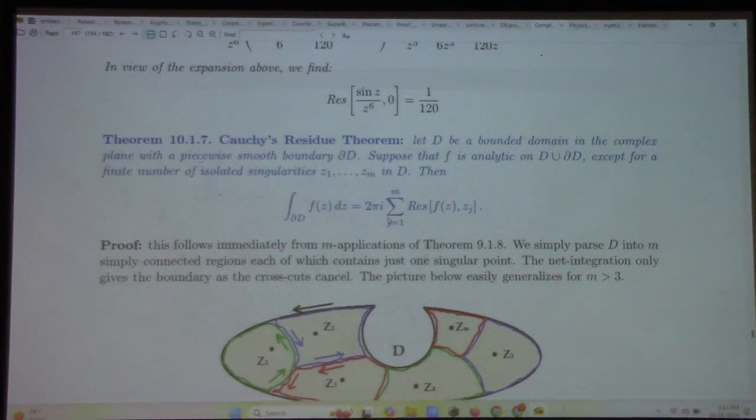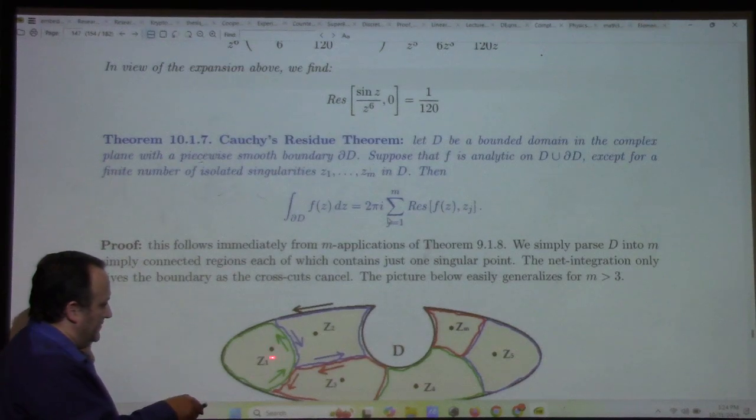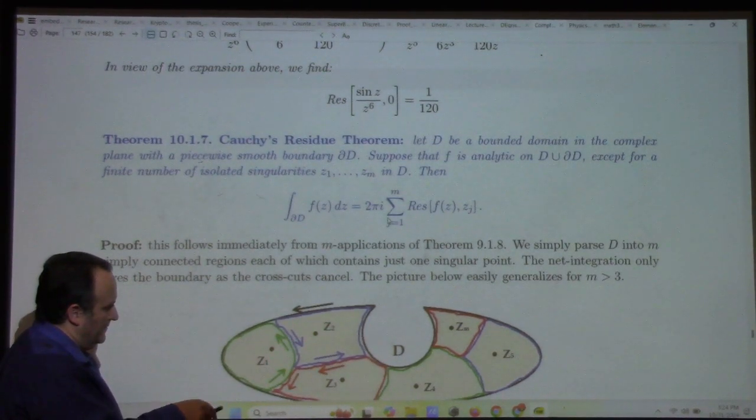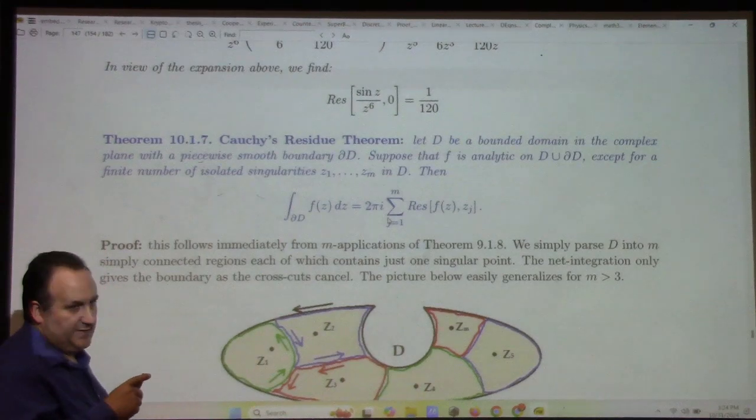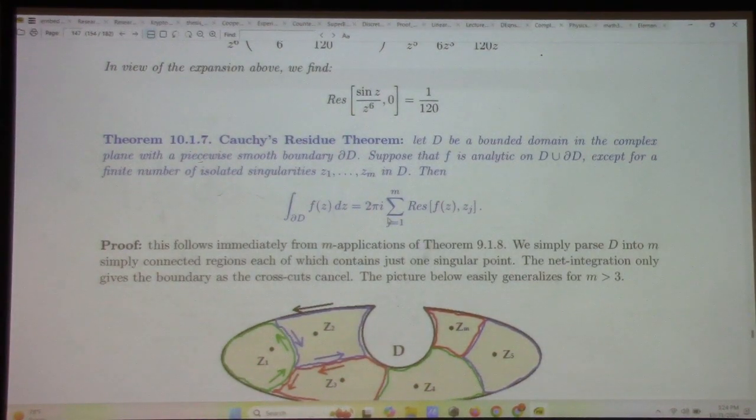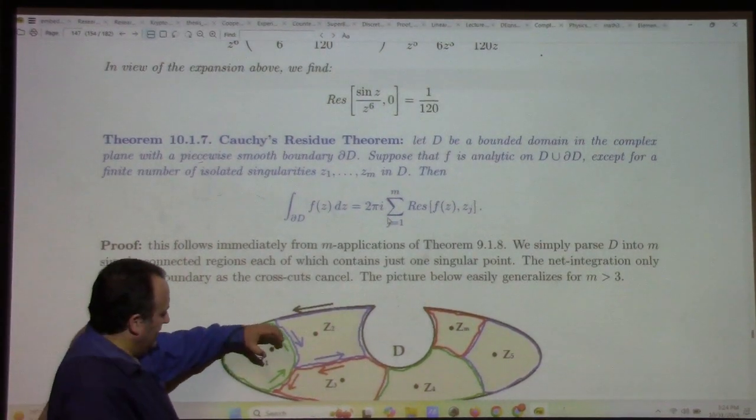So a proof I could give you, if the picture looks like this, is the deformation proof that I sketched earlier. If you could imagine having a little circle around each one of these, then outside of those little circles and inside of the domain D, the function is holomorphic between those circles and the edge, because the only place that the function's not holomorphic is at these isolated singularities.